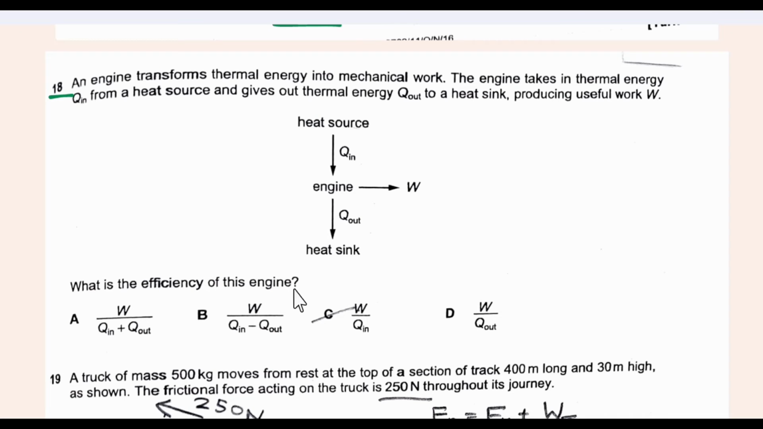What is the efficiency of the engine? So it is useful energy output divided by total energy input. So the answer should be C.